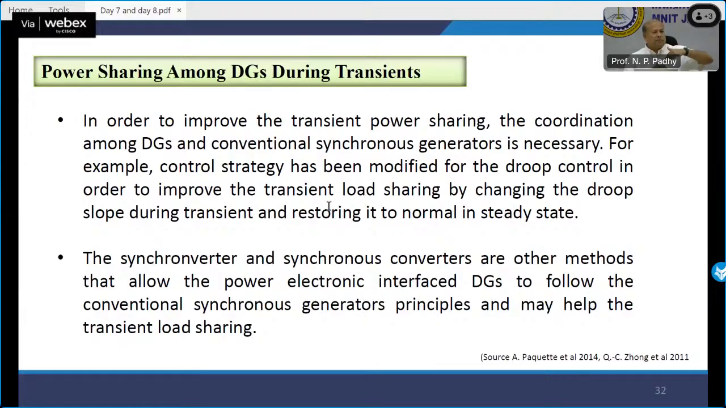So what we do in the steady state, we have this characteristic like this. During transient, it can go there, again it can come back, all right? So this is the steady state, but during transient, I want this fellow to contribute more sharing. So this slope I can adjust. The synchronous converters are other methods that allow the power electronic interface DGs to follow the conventional synchronous generator principle and may help the transient load sharing appropriately.